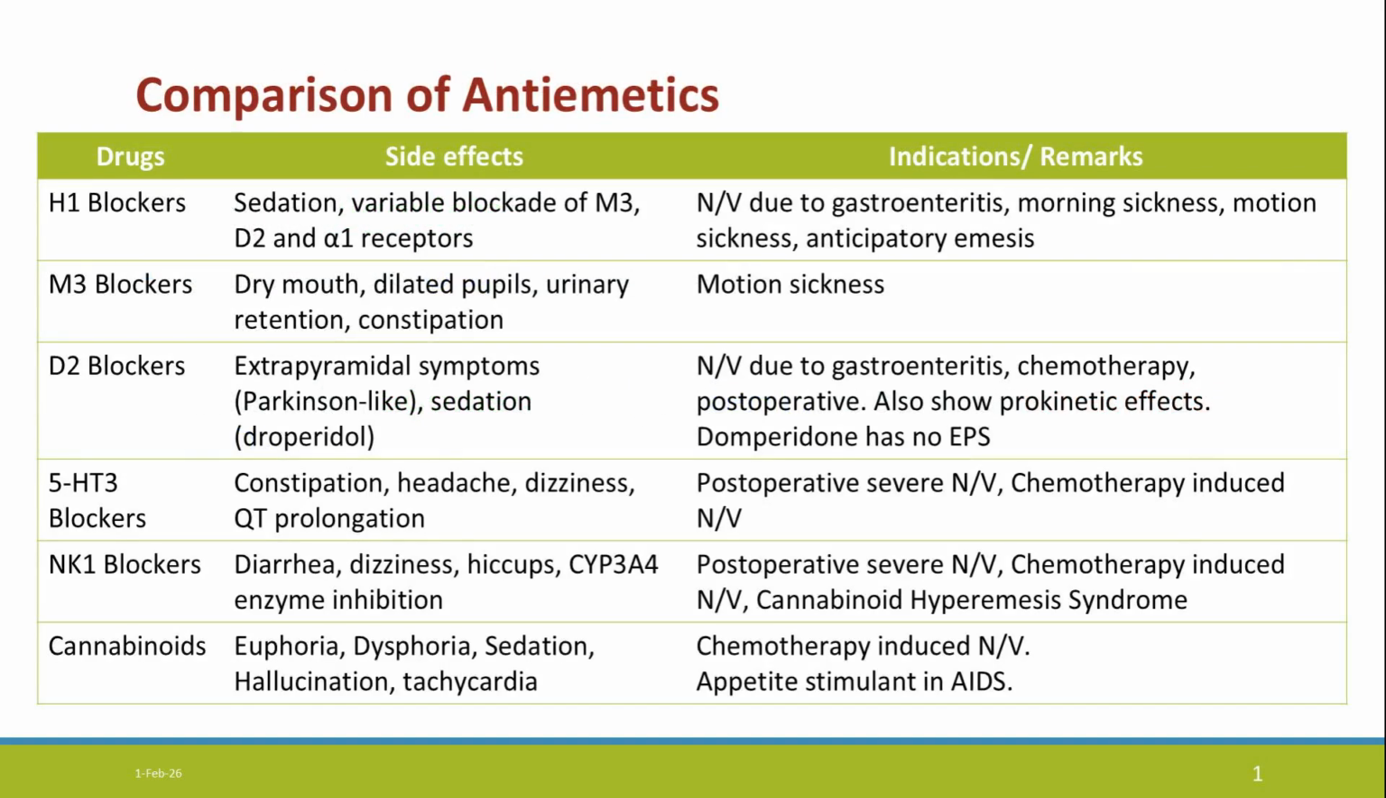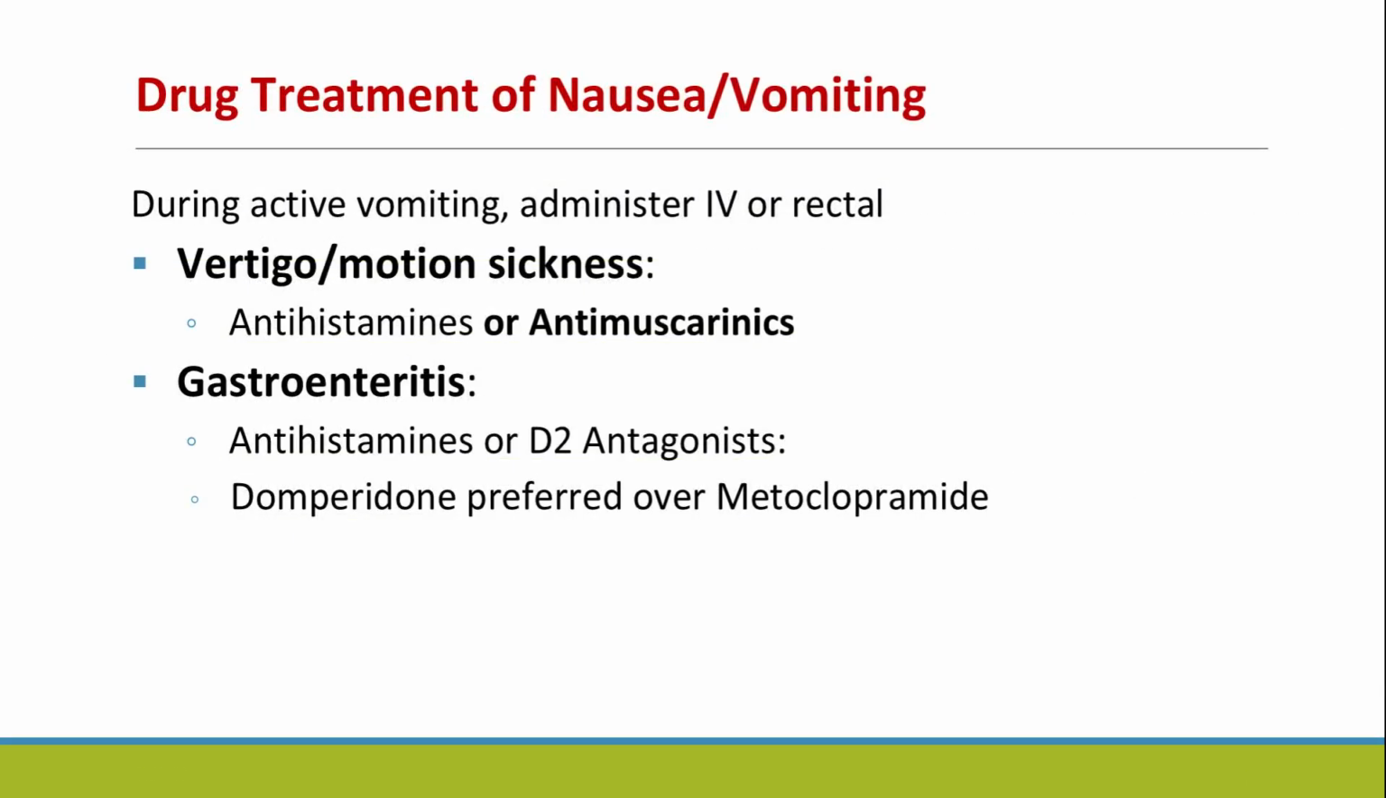No single antiemetic is ideal. Efficacy depends on cause. Understanding the underlying pathway is more important than drug memorization. This is rational pharmacology. During active vomiting, oral drugs are ineffective, so IV or rectal routes are required. Always treat the cause first. Symptomatic therapy alone is insufficient.